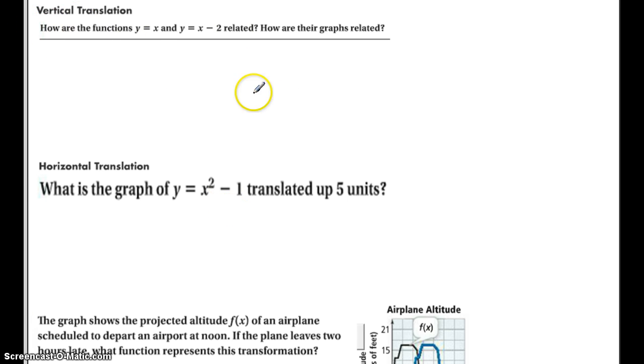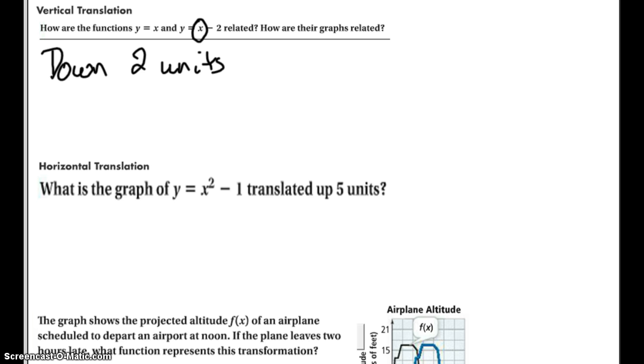How are the functions y equals x and y equals x minus 2 related? In other words, how are the graphs related? This here is going to be a shift up or down, or left or right. Well, this is going to be a shift down 2 units, because you're subtracting 2 from the entire parent function.